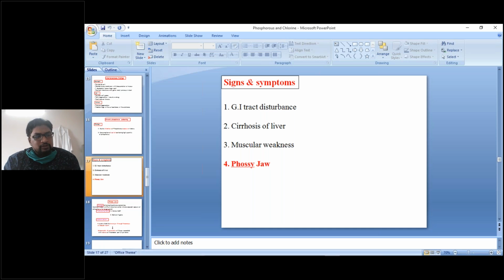It is a 2 marks question, sometimes can be asked as a 4 marks, but most of the time previously it has been asked as a 2 marks question. Phossy jaw. Phossy jaw is seen in chronic phosphorus poisoning. Phossy jaw, you can remember P for P. It is due to osteomyelitis of the jaw, osteomyelitis of the jawbone.